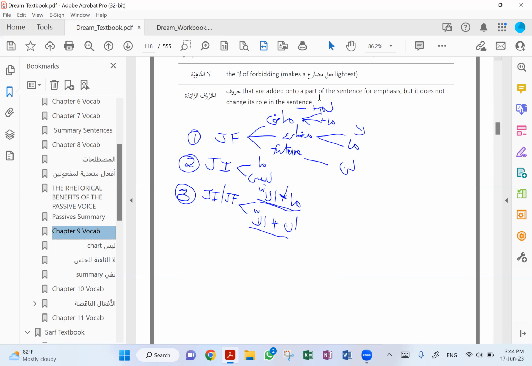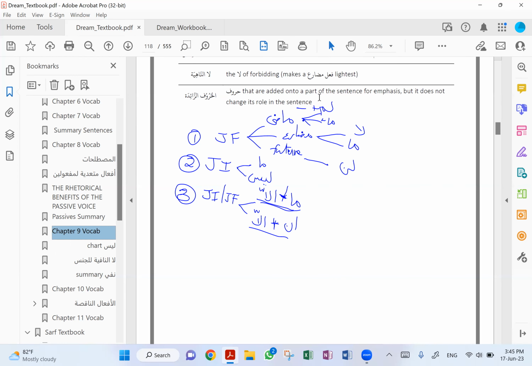So that's just something you need to rewire your brain. Stop thinking the mudari, think in the madi. It's like idha. You know how Ustad conditioned us to think idha in the future? So you gotta think lam in the past. So that's just how complicated the Arabs made our lives. But alhamdulillah. So that's how lam comes.